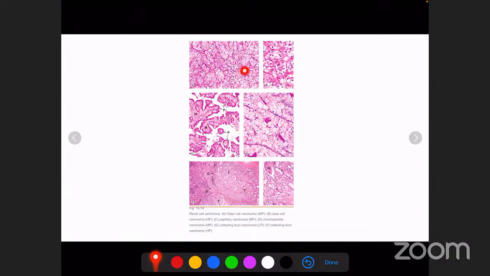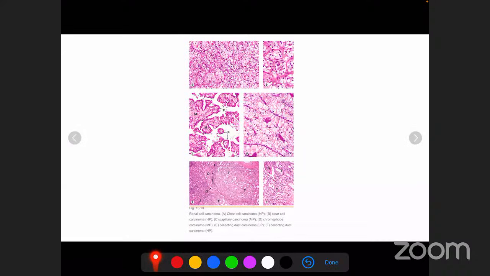You can see they are large and polygonal cells and they have a clear cytoplasm. And why do these large polygonal cells have a clear cytoplasm? You can appreciate in high power a large polygonal cell with a clear cytoplasm with a nucleus. The cytoplasm is clear because of the accumulation of cytoplasmic glycogen and lipid. And there are areas in which this cytoplasm might be pink and granular also. So they are derived from renal tubular epithelium and this is the commonest type, hence they call it the clear cell carcinoma variant of renal cell carcinoma.